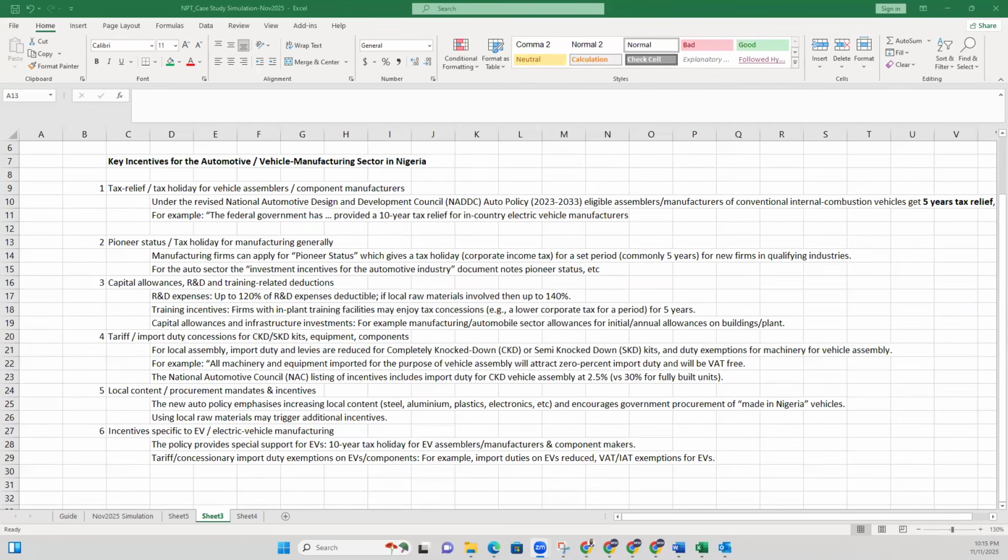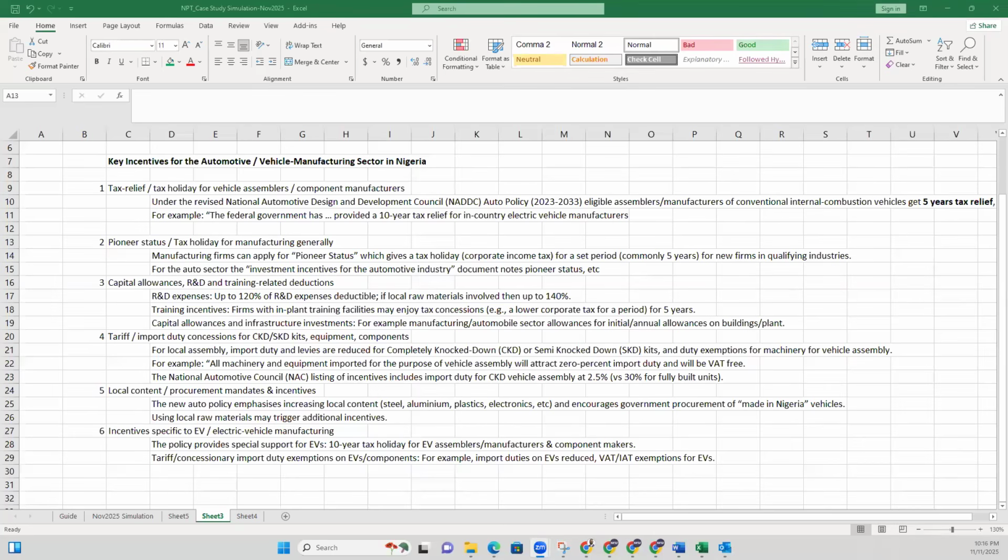For example, manufacturing/automobile sector allowances for the initial and annual allowances on building/plants. 4, tariff/import duty concessions for CKD and SKD kits, equipment, and components. For local assembly, import duty and levies are reduced for completely knocked down or semi-knocked down kits, and duty exemptions for machinery for vehicle assembly.